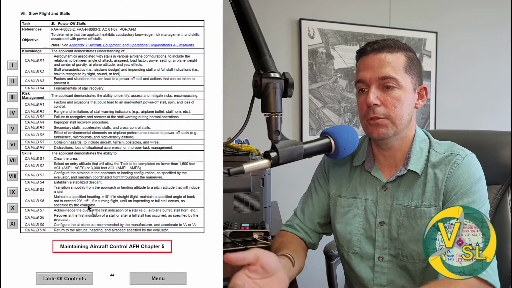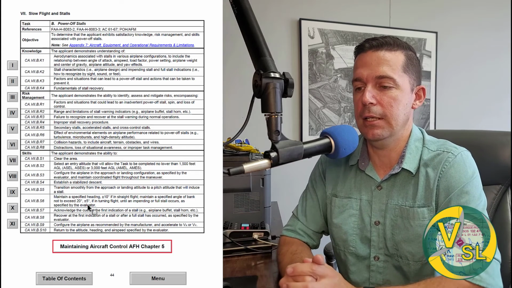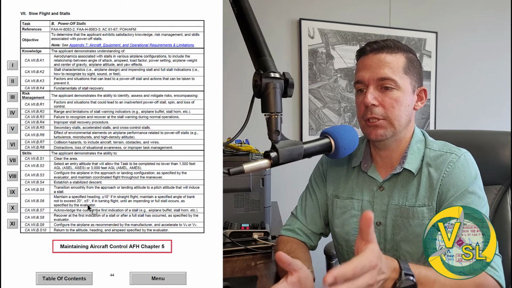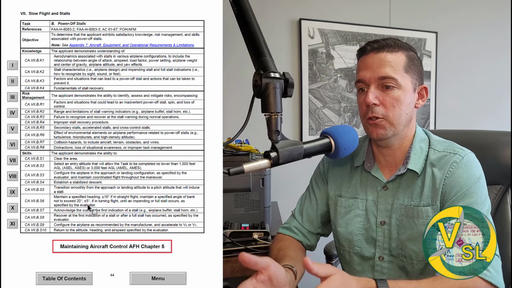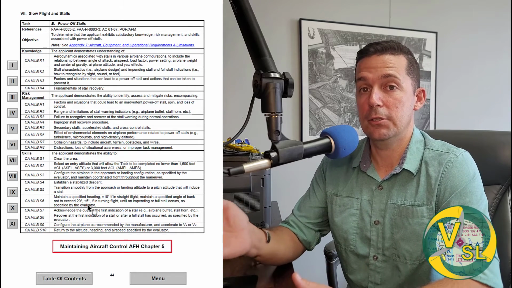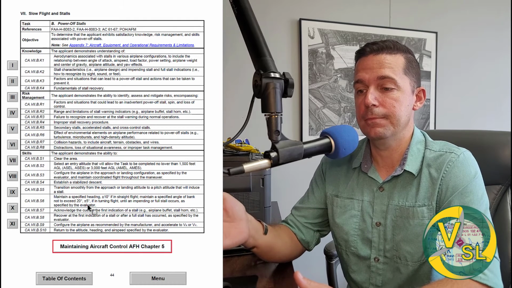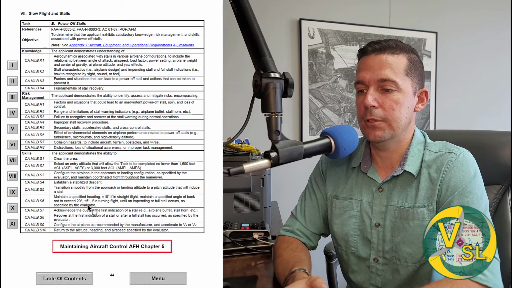scenario that I would give to test this task right here, because at the end of the day, what we're trying to test is that you have the ability to recognize and recover from a stall that occurs during a traffic pattern or an approach to landing. So that's the goal of the power off stall.